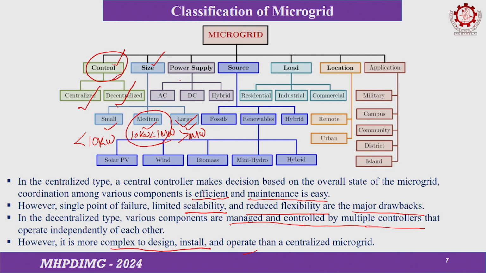Then, as I have already discussed, based on the power supply system we have AC, DC or hybrid microgrid. Then another parameter is the type of source. The source can be fossil based or renewable energy based. We are not discussing fossil based sources much here, because we are mainly focusing on renewable energy based sources. When we combine both, a mixture of fossil based and renewable energy based sources, it is called a hybrid microgrid, a hybrid system having both fossil sources as well as renewable energy sources.